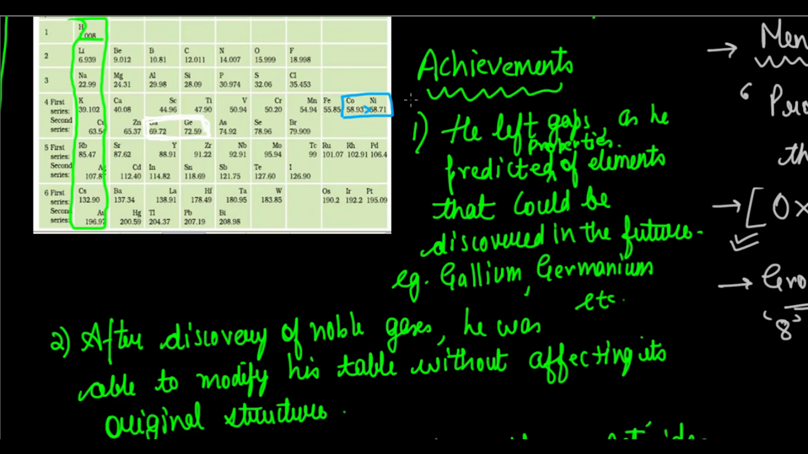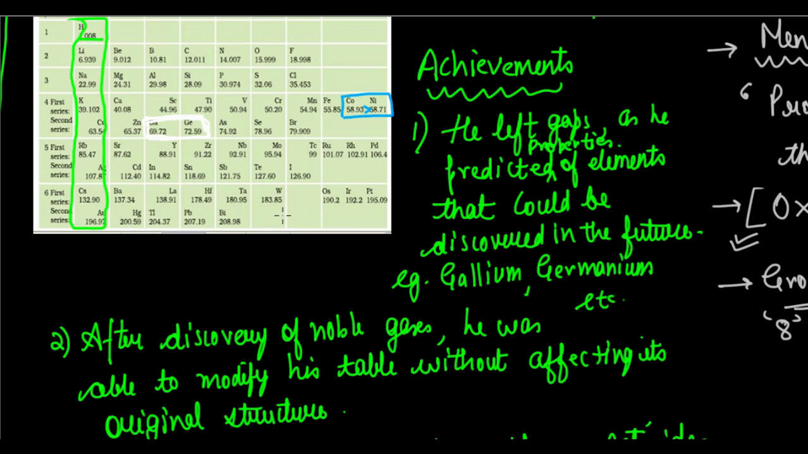So these were some of the very, very important achievements of Mendeleev's table. It was one of the most flawless tables at that time, although later on problems were discovered, but still, this is just phenomenal. Okay, so I hope this is absolutely clear, Mendeleev's periodic table and its achievements.